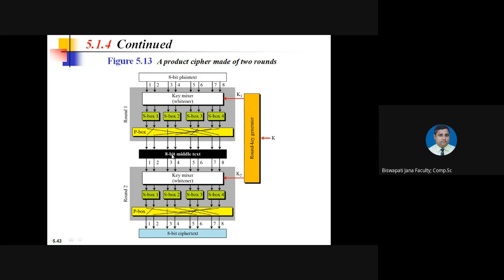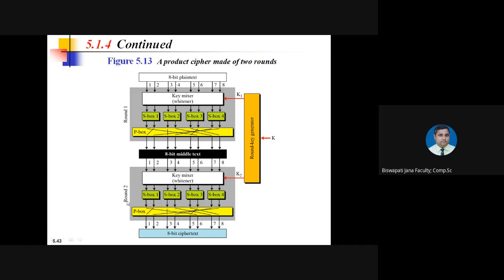Then you use another 8-bit middle text. This 8-bit middle text plays the same role as the input stream. Then again we apply round two. The same process, but with a different key. Again it is mixed, then substituted, then combined, and we get another new bit pattern.